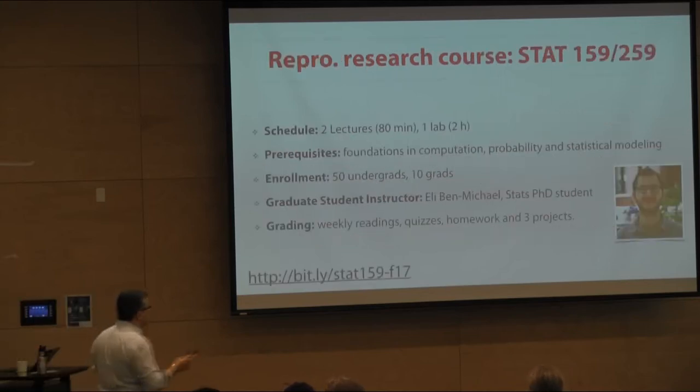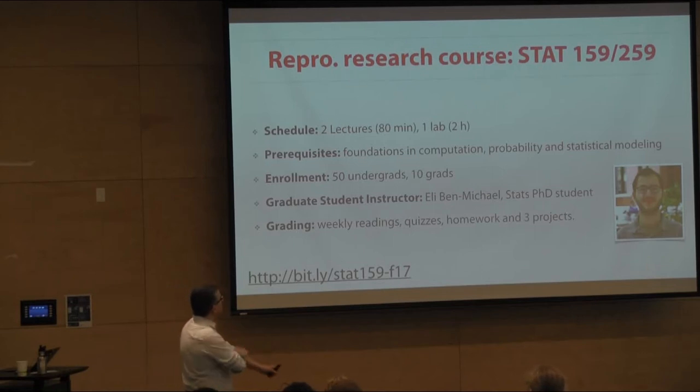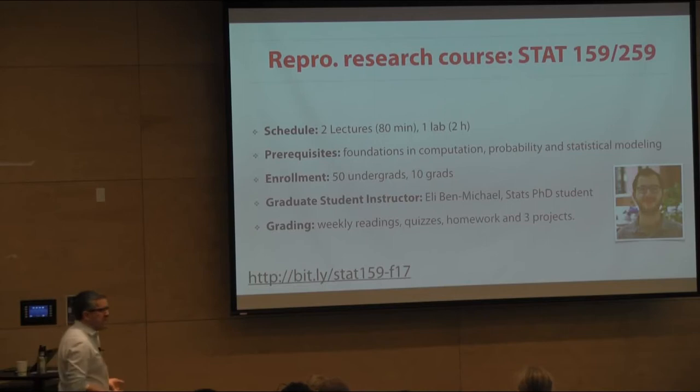So I'm going to be talking a little bit about things that I did last fall at Berkeley. I taught a course called Reproducible Research, Reproducible and Collaborative Data Science, Stat 159. It was a course that was scheduled with 2 lectures and 1 lab a week, listed as a statistics course, but open really to anyone with fairly basic foundations in computation and statistical modeling.